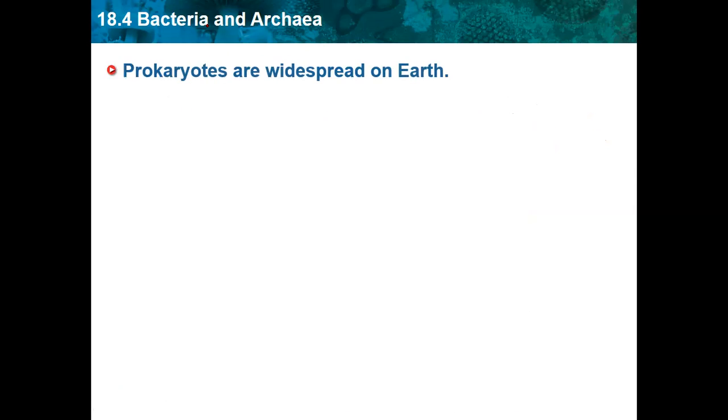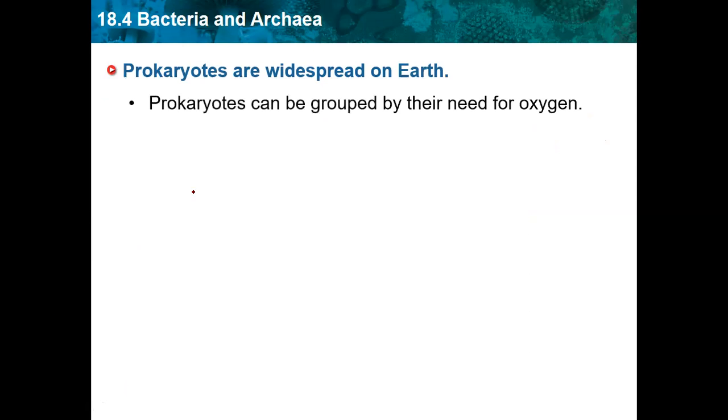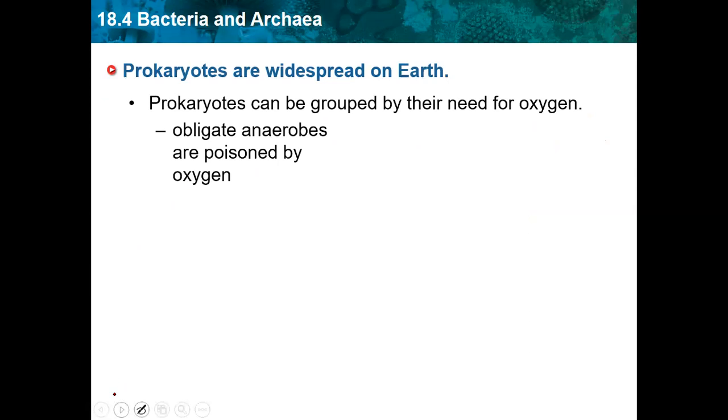So prokaryotes are widespread on the earth. They're everywhere. Everywhere you go. Prokaryotes can be grouped by their need for oxygen. We can group them by their need for oxygen.